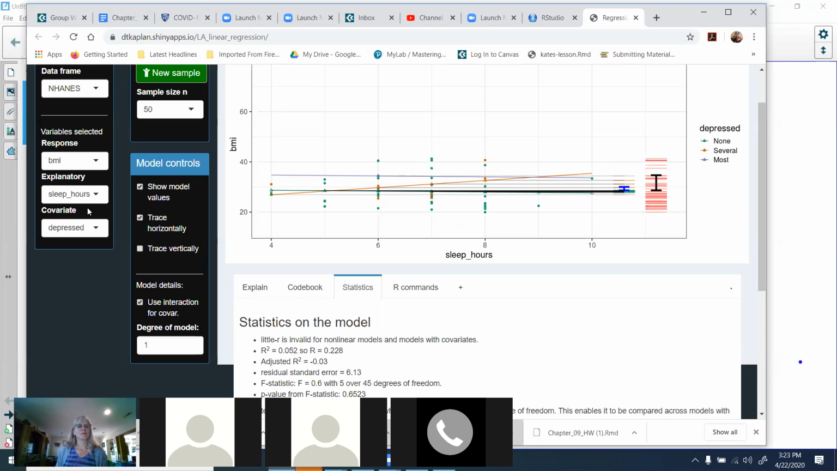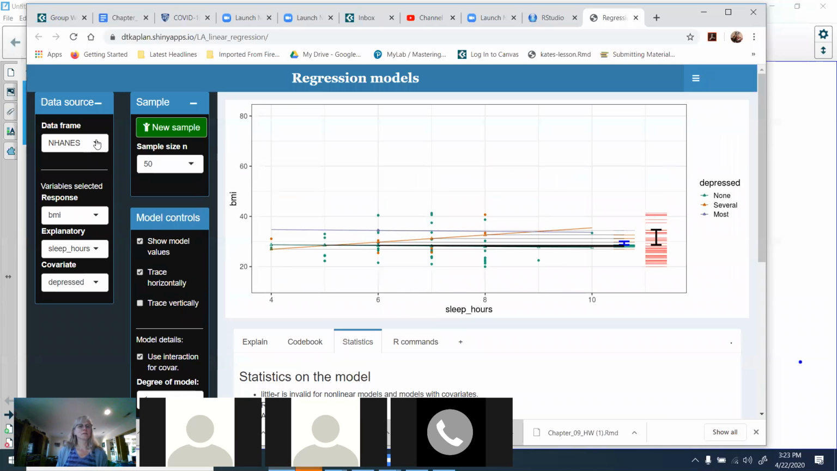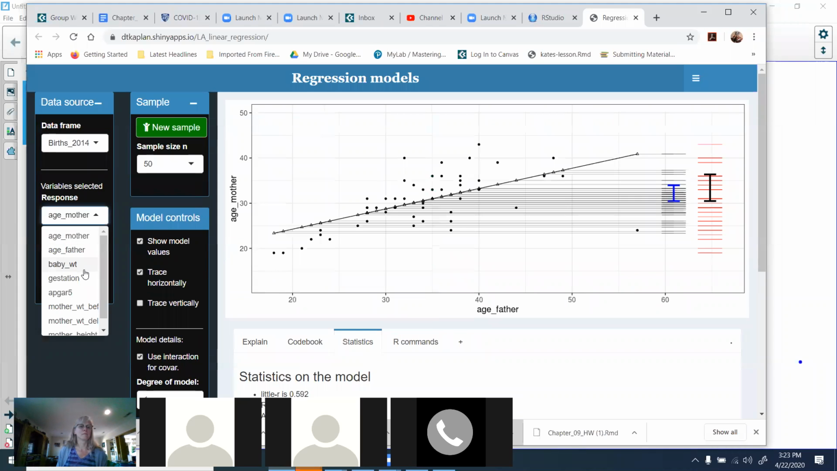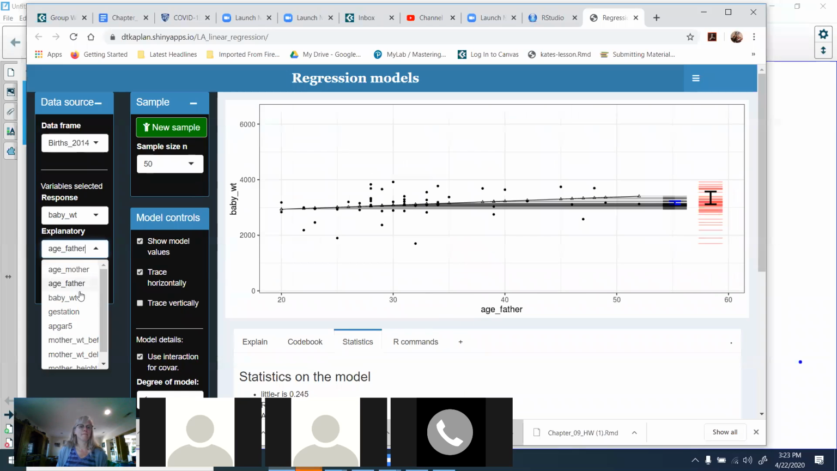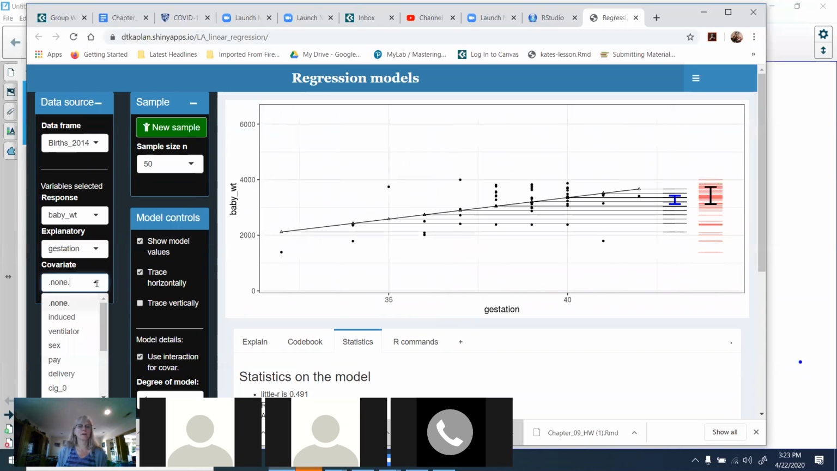All right. So Jacob, did you find yours? Are we just looking for any, or if it makes it larger or smaller? Let's look at one that makes it larger, maybe. I did response of baby weight, and the explanatory is gestation. Okay. And what was your covariate in this case? It was induced. Oh, induced. Interesting.